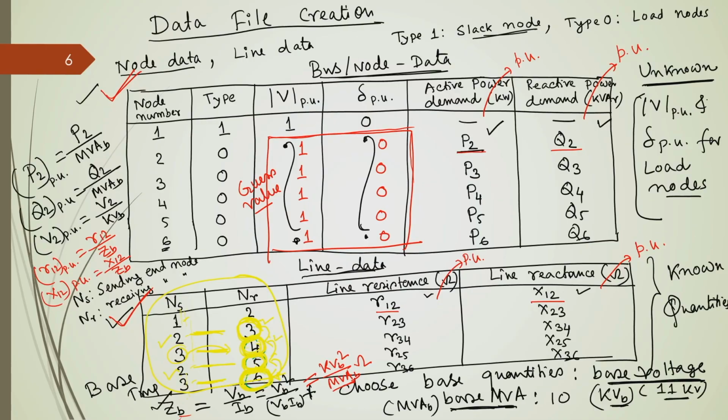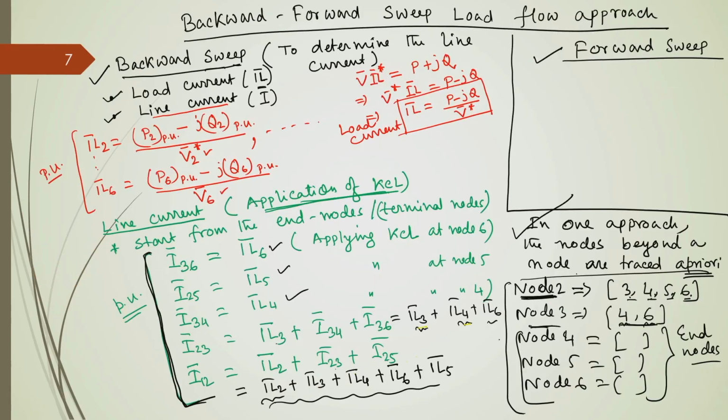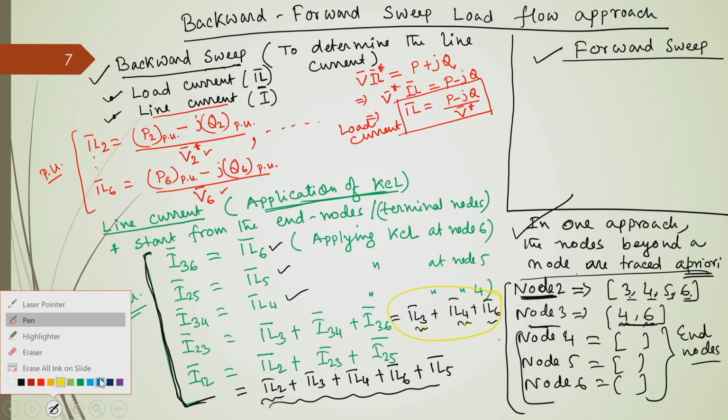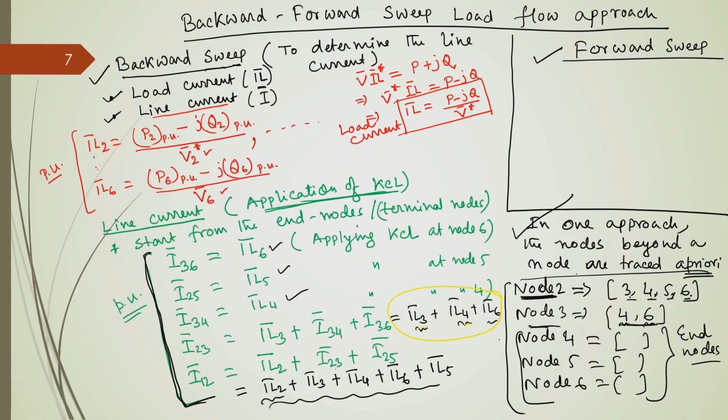Okay. So, this 3 is again appearing twice, as I said, one is node 4, another is node 6. So, you have to add both this load current, that is I L 4, I L 6 and I L 3 in order to compute this current flowing through this line 2 to 3 and so on. So, this is how one can trace this line current. Okay. Now, once you have traced this line current, then your task of this backward sweep is over.